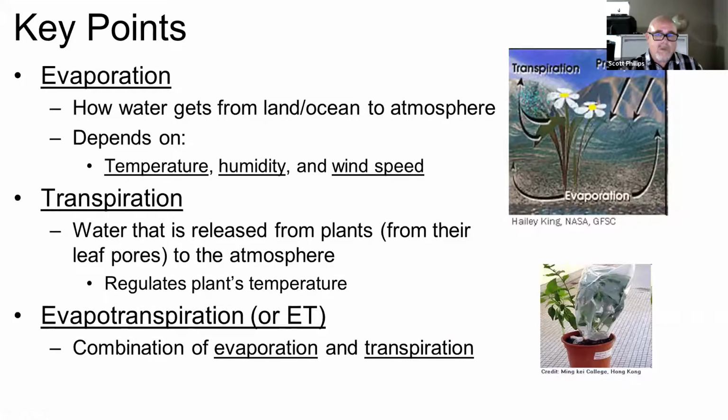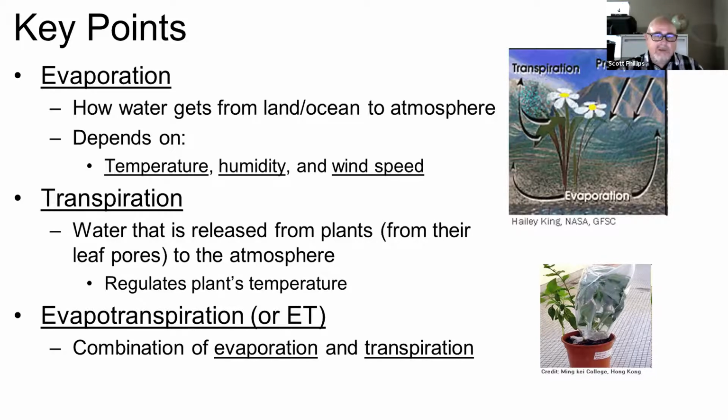Now, when it comes to the other end of the equation, the total amount of moisture leaving the terrestrial, the land part of the Earth, there are two components to it. One is simple evaporation. This is how water goes from the ocean to the atmosphere, and it depends on temperature. If it's hotter, you get more evaporation. Humidity, how much moisture is in the air. When the air is dry, you get more evaporation. And also wind speed. Wind helps to move water molecules to allow for a greater amount of evaporation.